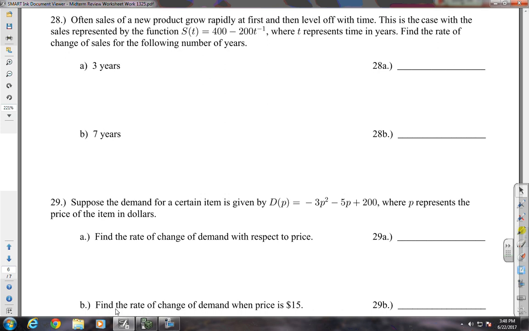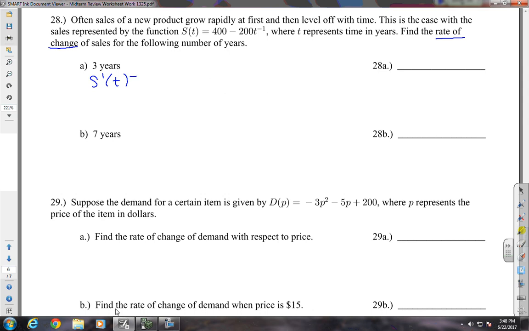This is the case with the sales represented by the function S of t equals 400 minus 200t to the negative 1, where t represents time in years. Find the rate of change of sales for the following number of years. Working these word problems is simply a matter of interpretation. When it asks for the rate of change, it's simply asking for a derivative. We need to find S prime of t. That will give us the rate of change of sales with respect to time in years.